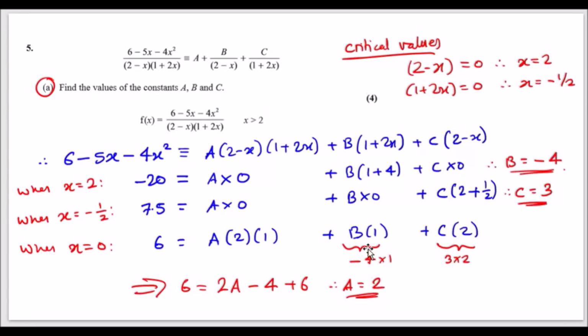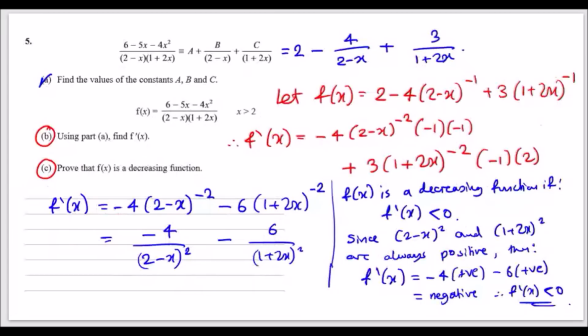Now, because we have the values for B and C already, you can plug them in. And when you plug them in, you can eventually solve for A. So now, plugging them in, we get 6 equals 2A minus 4 plus 6. And therefore, A is 2. That's it. All done. Not bad at all. Now, next two parts, B and C.